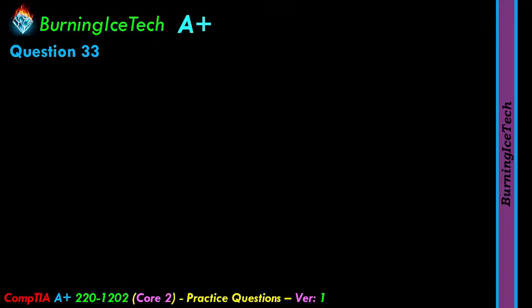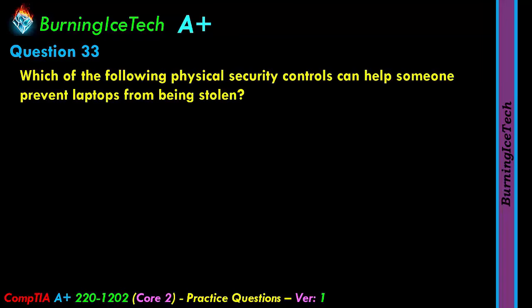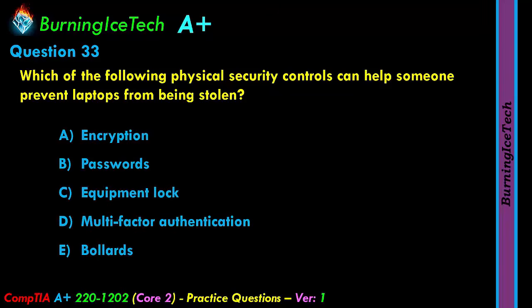Question 53. Which of the following physical security controls can help someone prevent laptops from being stolen? So it's a physical security control. Is it answer A, encryption? No. That is security, but it's not physical. That's going to encrypt something like a hard drive, a flash drive. It's not something physical, guys. Is it answer B, passwords? Also good security, but it's digital. It's not physical, so it's not A or B.